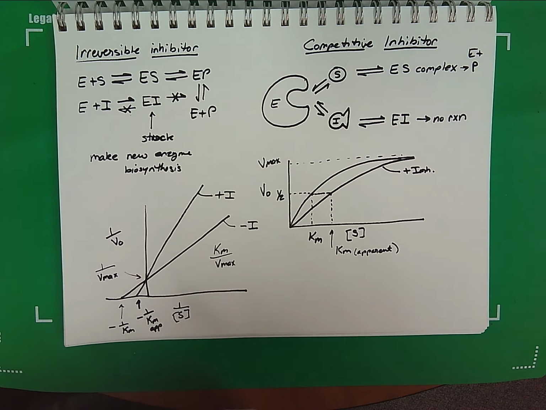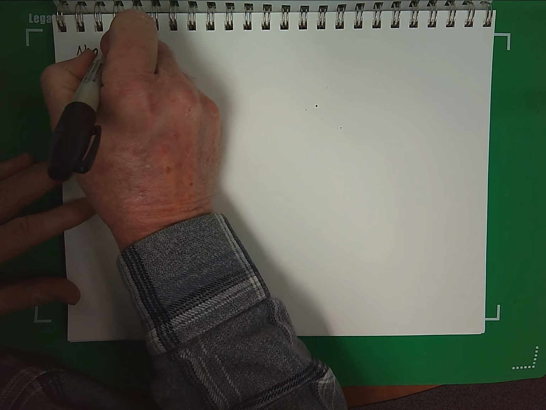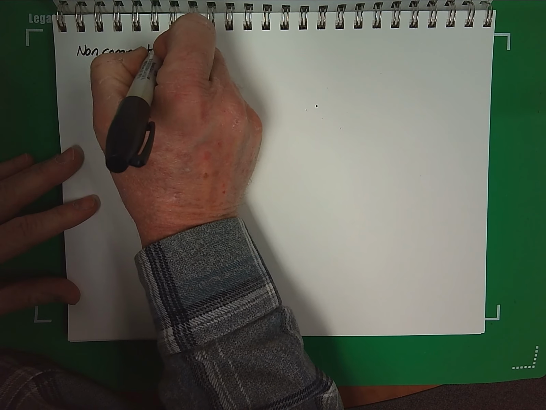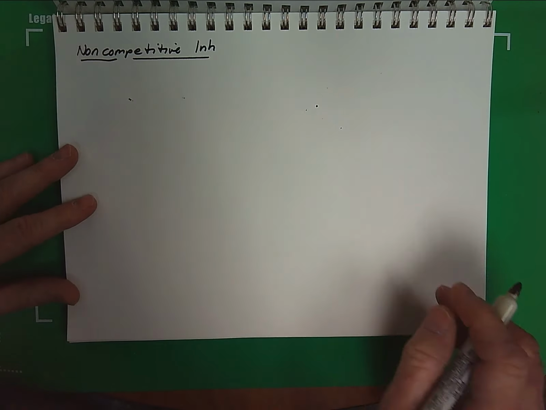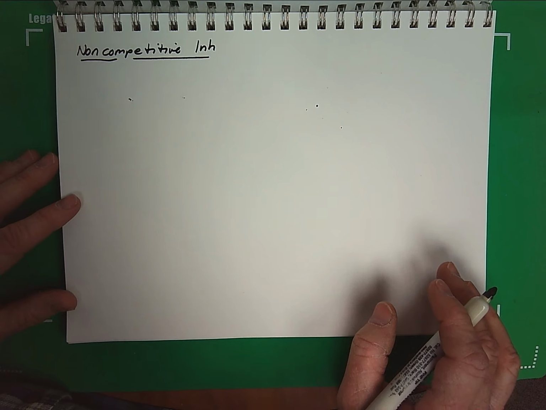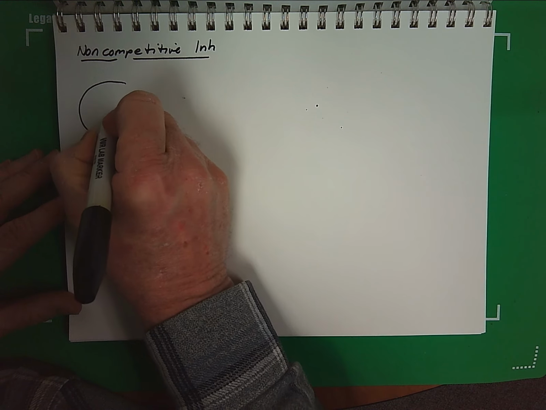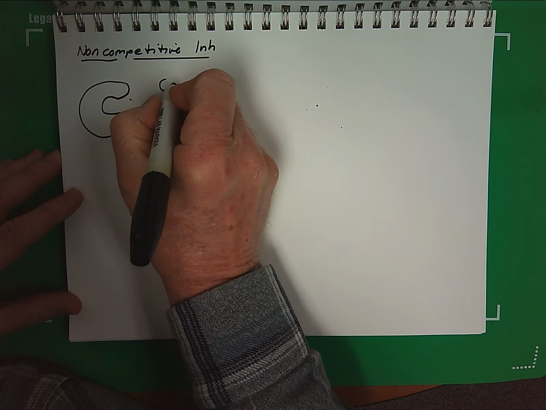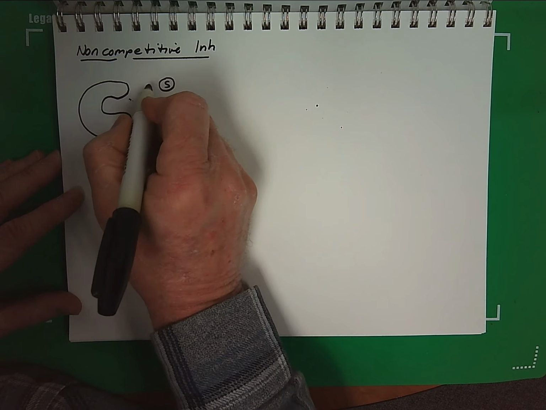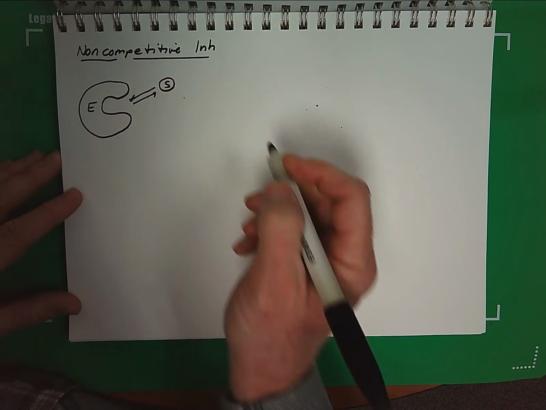So now the next type of inhibitor we have to look at is called a non-competitive inhibitor. So what does a non-competitive inhibitor look like? Let's draw our enzyme again. Here is our substrate, shaped to fit into the active site. Of course, this is a reversible enzyme.